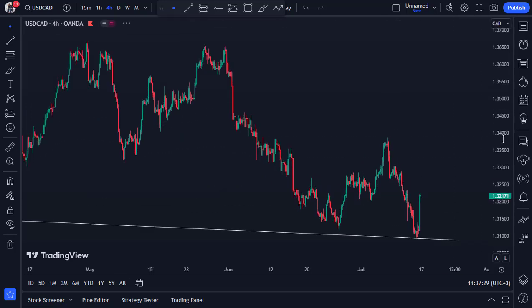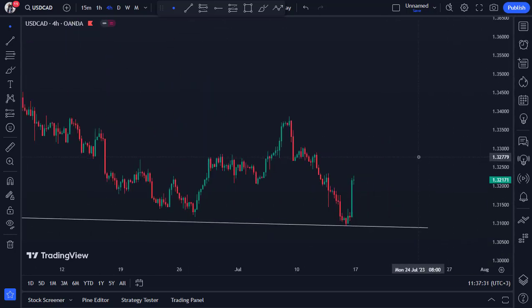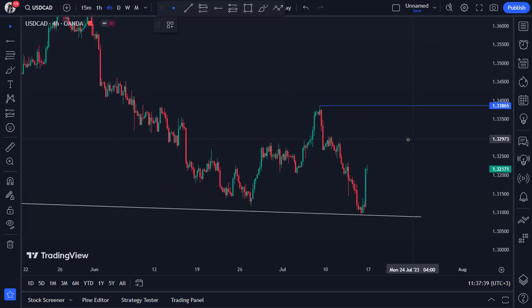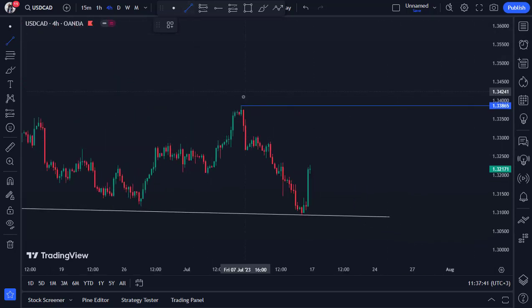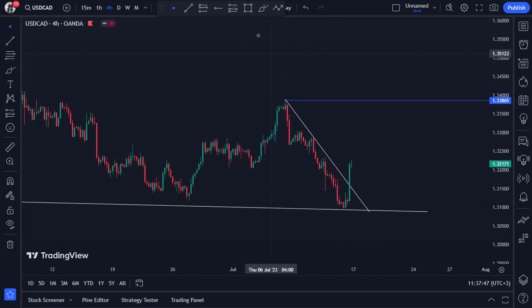Okay, so what we currently have is this first target. If the price pushes to the upside, this is a key area over there. And then we draw our trend line again. This is how we look for our entries, guys. This is our trend line right there.